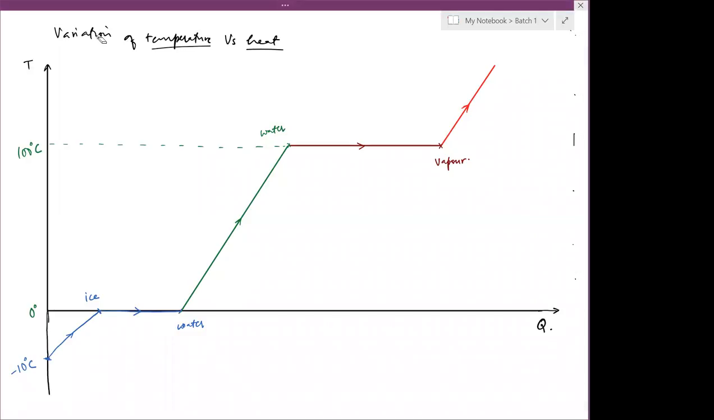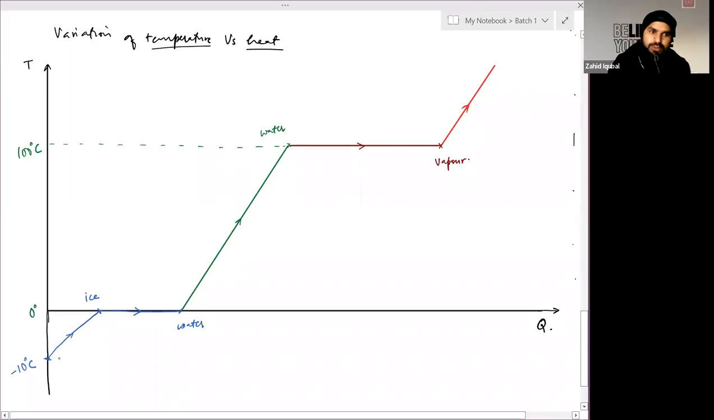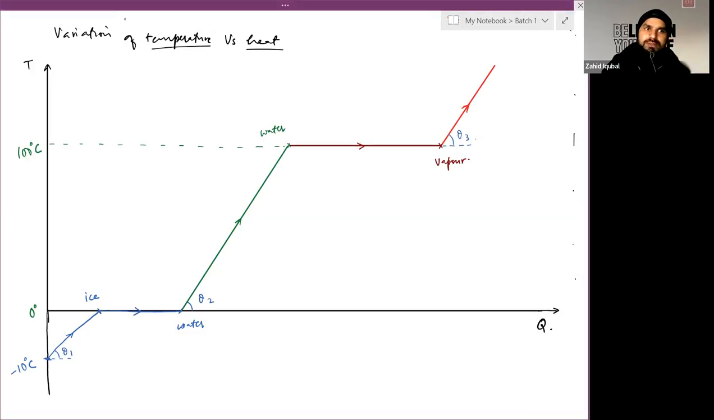Yes, sir. Now, related to this graph, you will be asked a first question about the slope of these three different specific heats. Let's say this inclination is theta 1, this inclination is theta 2, and this inclination is theta 3. So what would be the relation between theta 1, theta 2, and theta 3?